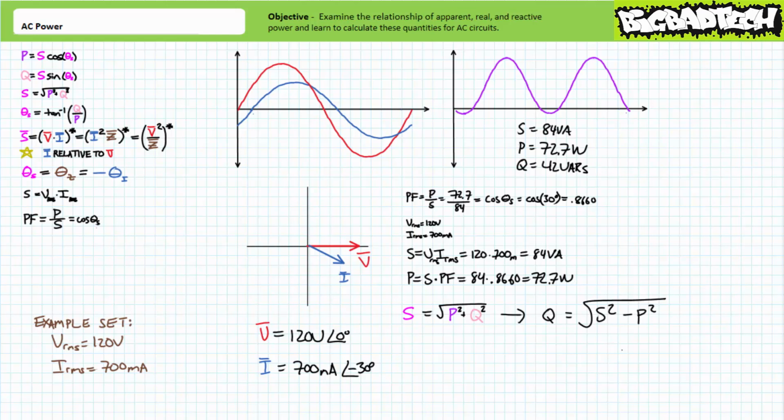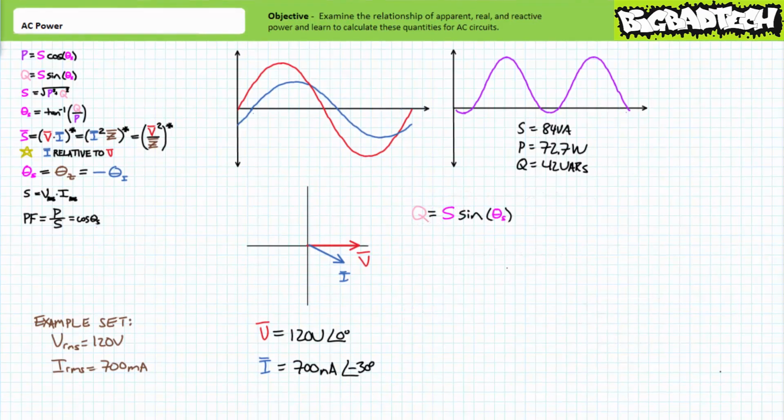Doing so yields Q, reactive power, equals the square root of the difference of squares S and P. Q equals square root S squared minus P squared. Substituting in our given values yields a reactive power of 42 VARs, exactly as previously. Here's another means of calculating reactive power.